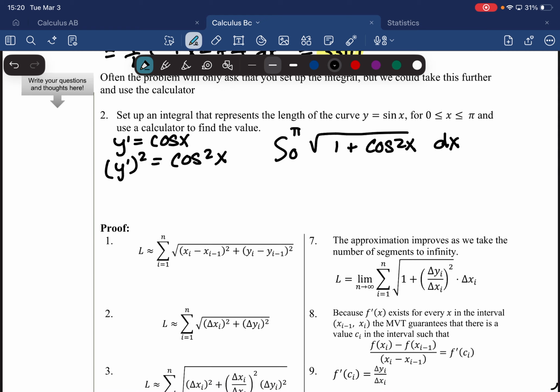Okay, notice we could simplify this by hand if we knew all our trig properties. It would have been sine squared of x is the same as 1 plus cosine squared of x. The square and the square root cancel, and so you're just left with sine, and sine of pi minus sine of 0. But this allows us to use a calculator, so we're going to use Desmos. Okay, and when you do that, you get 3.820.